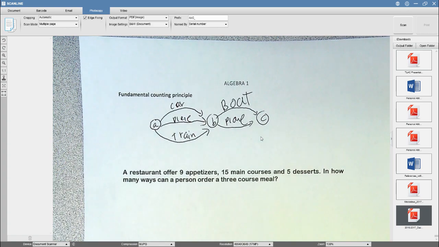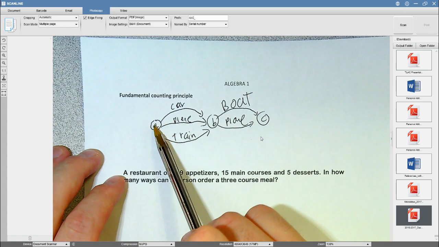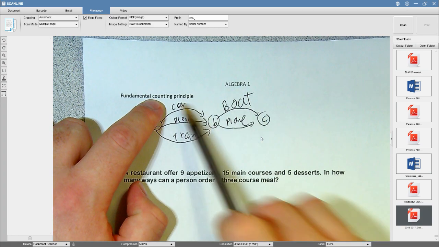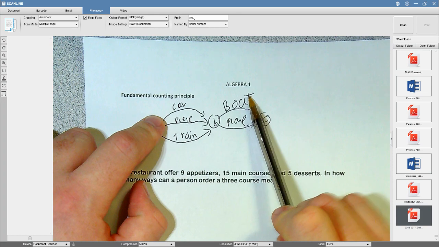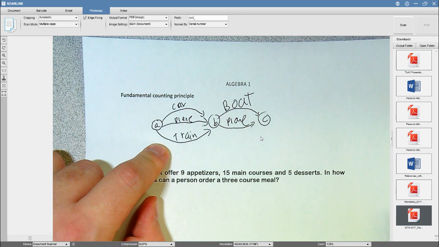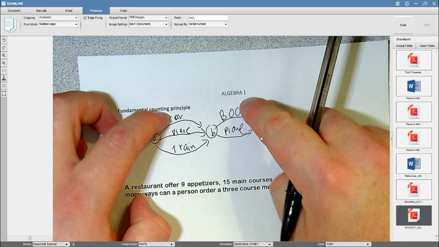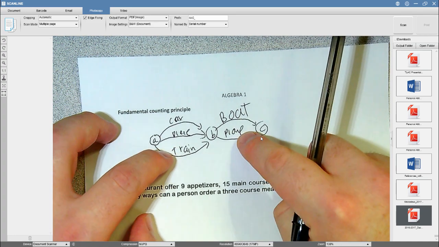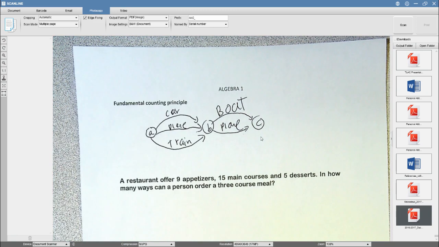Now, let's think, how many ways can we travel from city A to city C? Well, you could do car, boat, car, plane, plane, boat, plane, plane, train, boat, train, plane. Now, how many ways is that? Well, that's one, two, three, four, five, six. Now, is there an easier way that we can remind ourselves or do these types of problems?